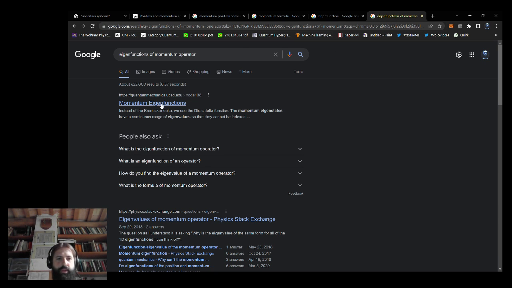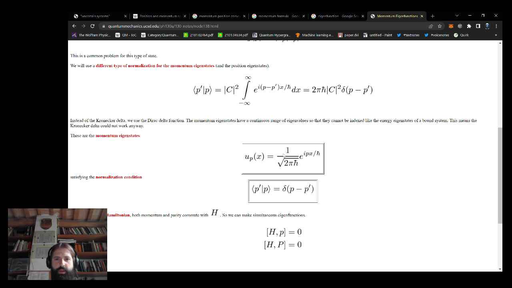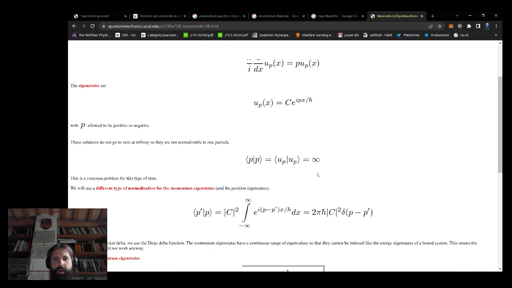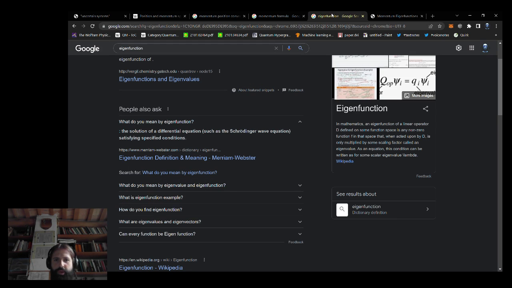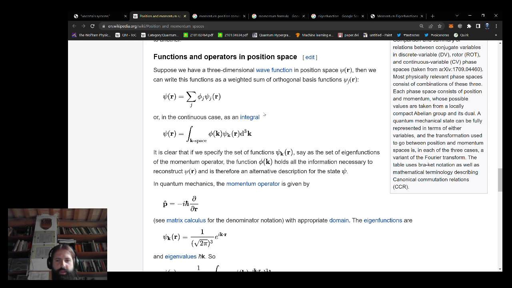So, eigenfunctions of the momentum operator. That's definitely something I want to take a look at, because I want to understand how we get there intuitively. I know that's damn complicated, but eigenfunctions of the momentum operator is where I definitely want to step in next, in the next session, hopefully tomorrow or something like that. So this is where these things come from.